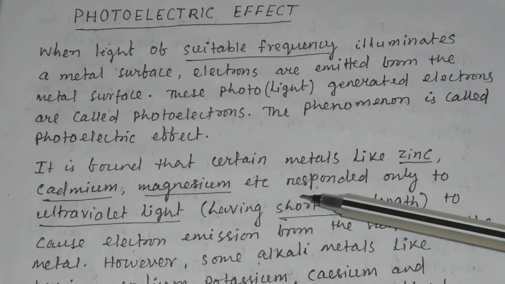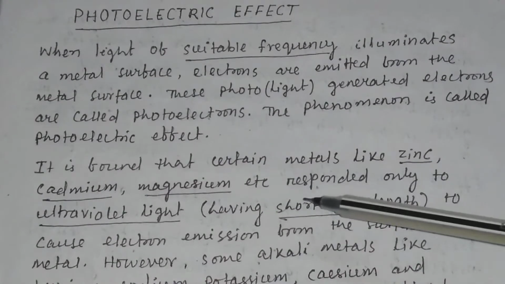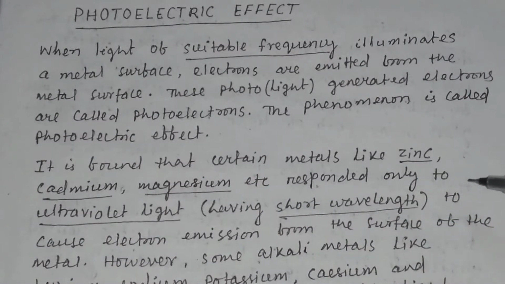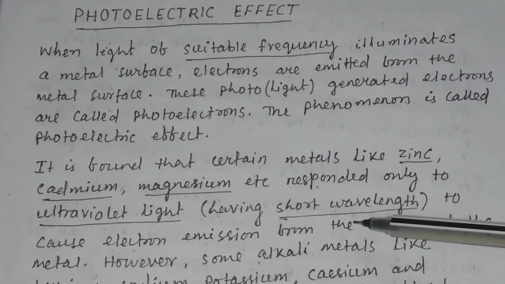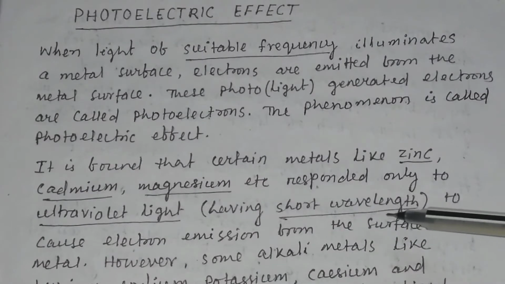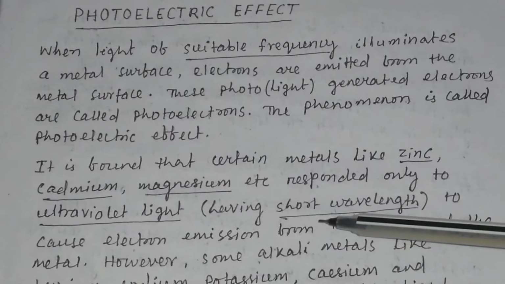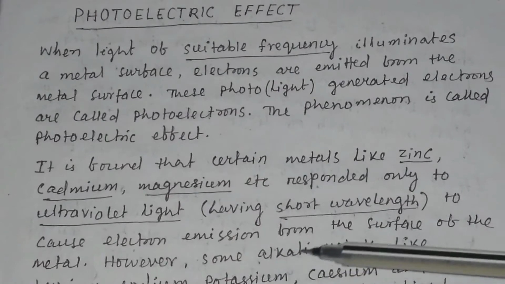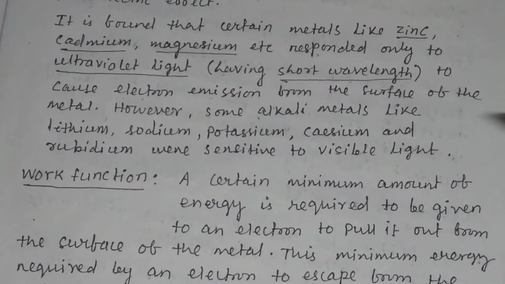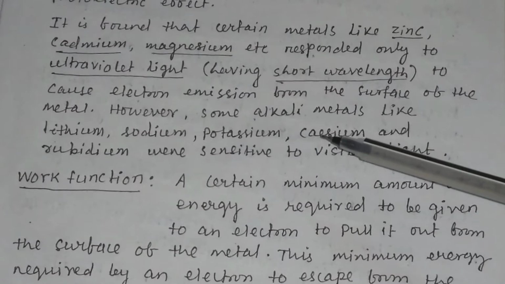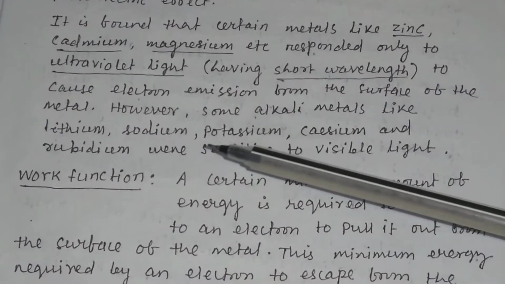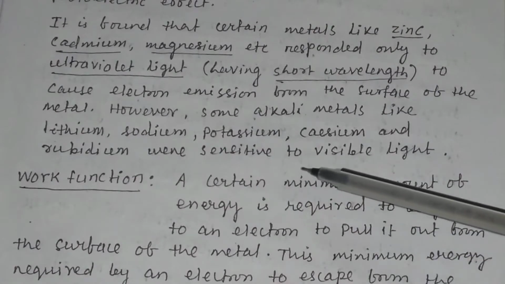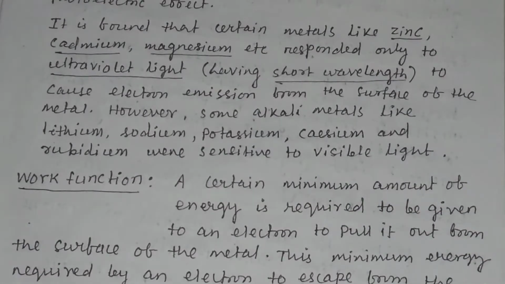It is found that certain metals like zinc, cadmium, magnesium, etc. responded only to ultraviolet light, which has a short wavelength, to cause photoelectric emission from the surface of the metal. However, some alkali metals like lithium, sodium, potassium, cesium, and rubidium were sensitive to visible light.